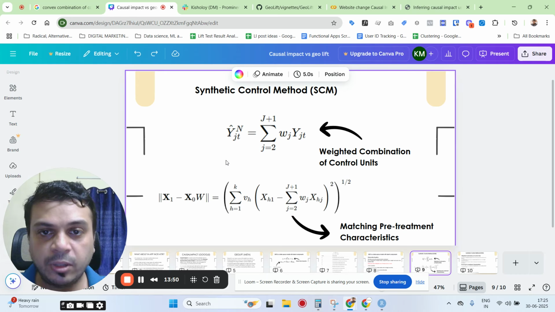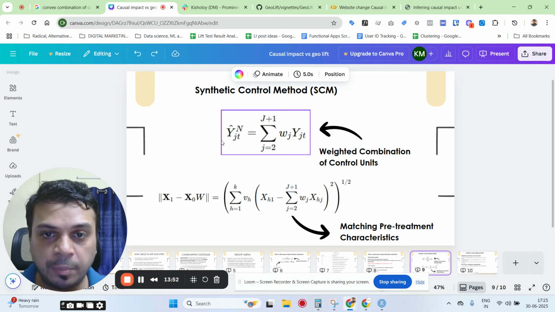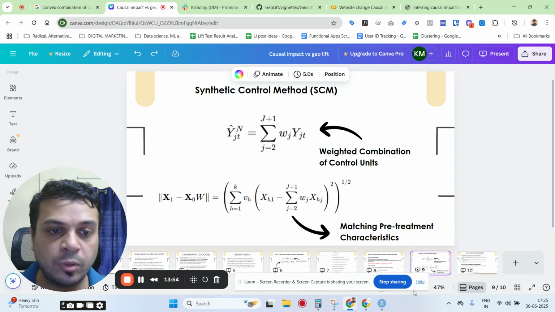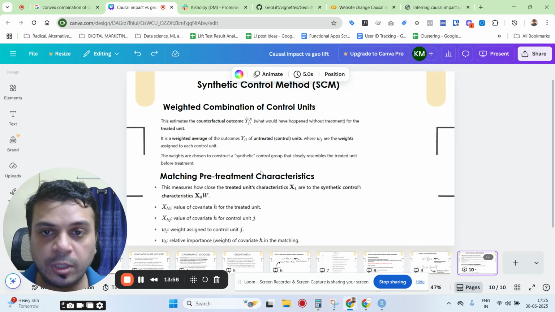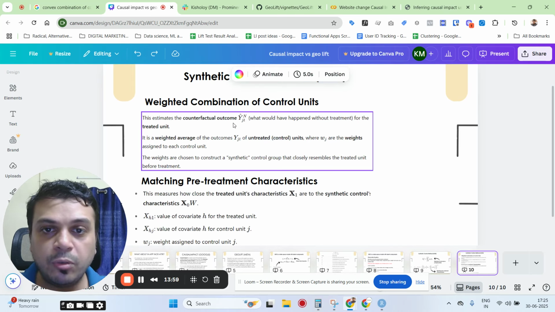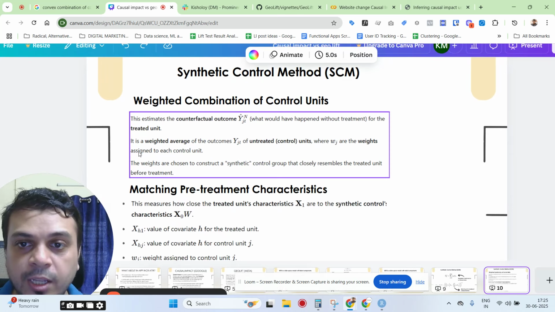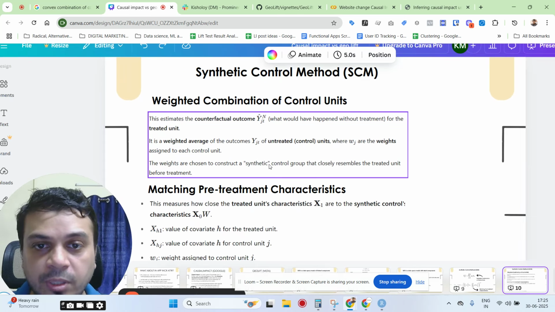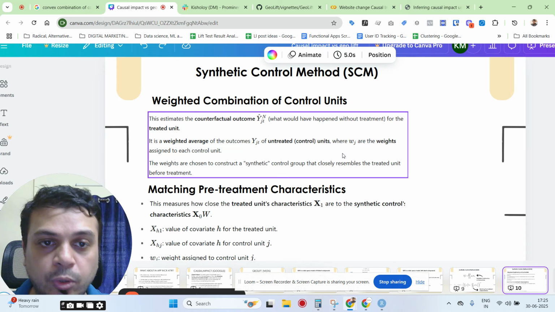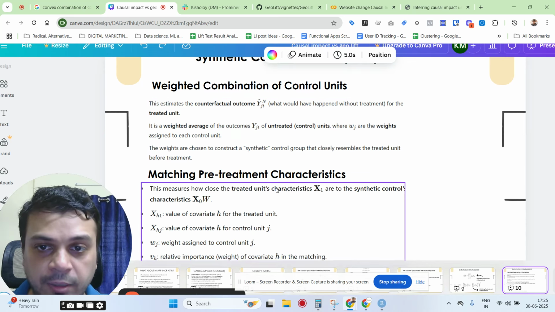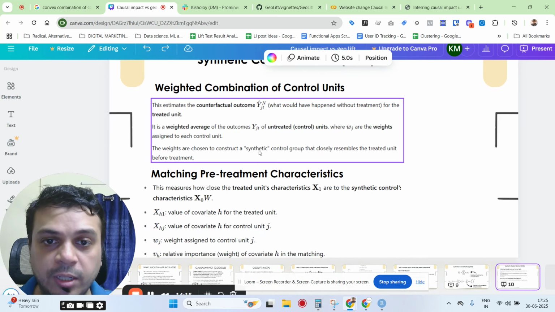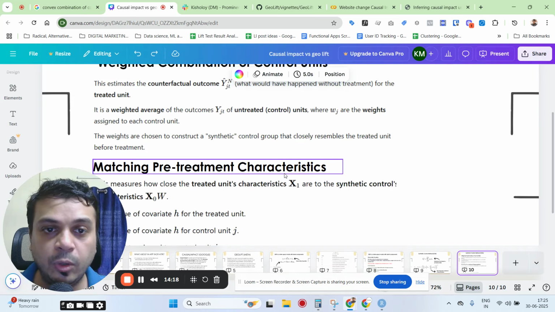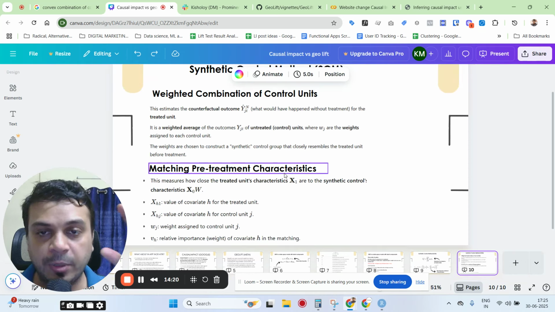So based on that, you're trying to understand a predicted value. If I just go to this equation here, this estimates the counterfactual outcome. So this outcome is what would have happened without the treatment for the treated unit. This is a weighted average of the actual observed outcomes of untreated control units, and the weights are assigned to each, the W's. These weights are chosen to construct a synthetic control group that closely resembles the treated unit before the treatment. So that's the whole point.